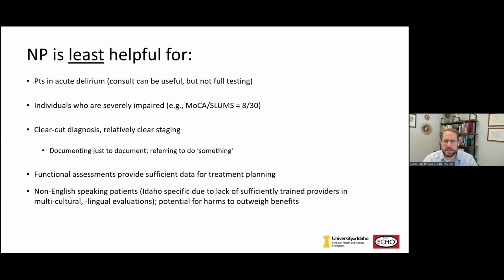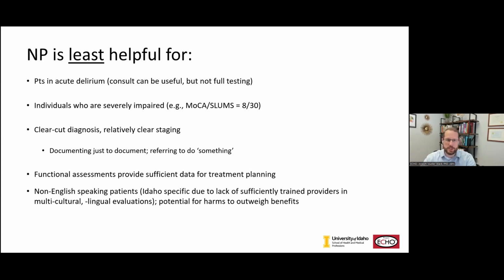And then this one is a little more controversial, but for our non-English speaking patients in Idaho, the challenge is, to my knowledge, we do not have any neuropsychologists that can do evaluations in other languages without using an interpreter. And an interpreter introduces a lot of issues with the interpretation of the data. We don't have good norms when we use interpretation. So the whole validity of that type of testing really suffers.